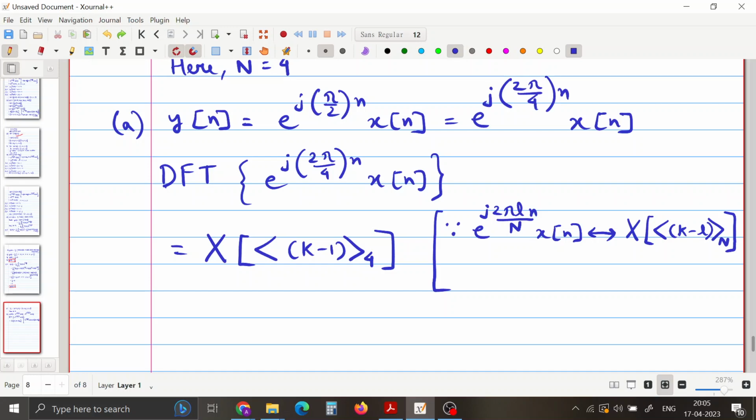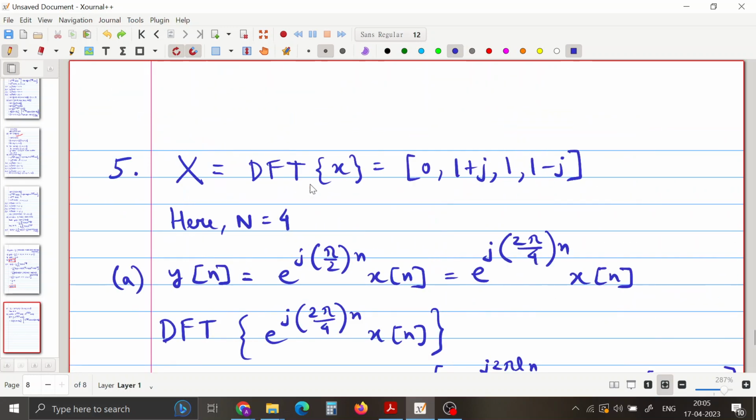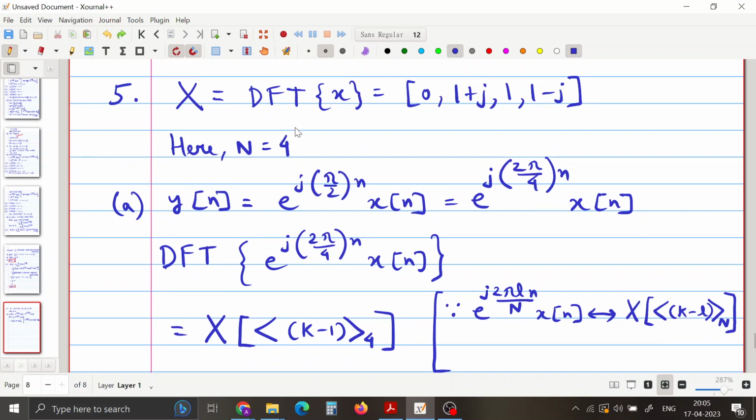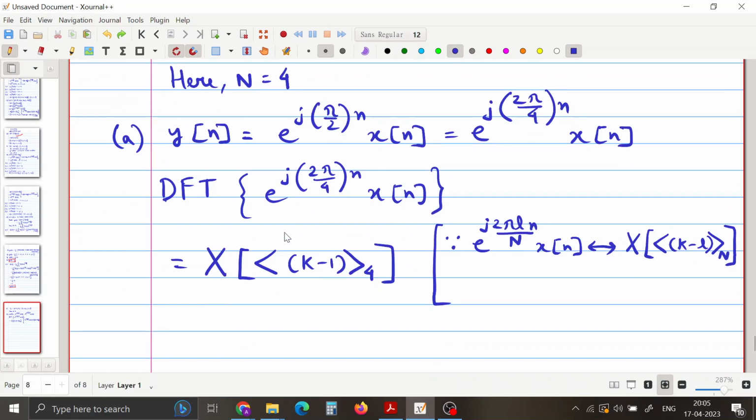So now you already have the DFT, capital X, you have the coefficients, you just need to do the right cyclic shift of those DFT coefficients. That's it. So this is simply the right cyclic shift of cap X of k by one sample.